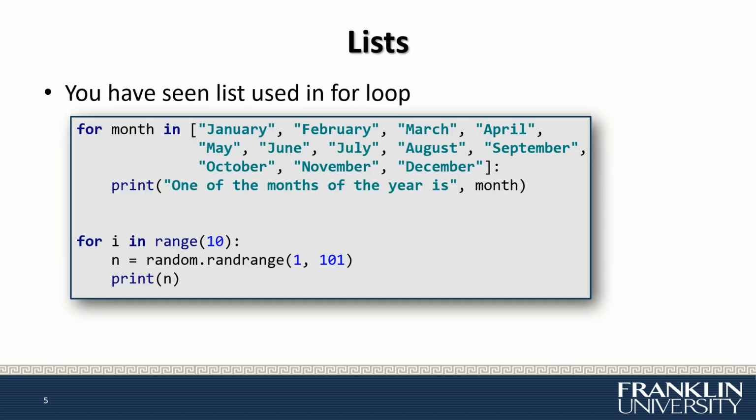You have seen a list used in the for loop before. For example, for month in a list of January, February, March, etc. And I can print each of the month names one at a time. For i in range 10, the range function returns a list in which the for loop iterates.